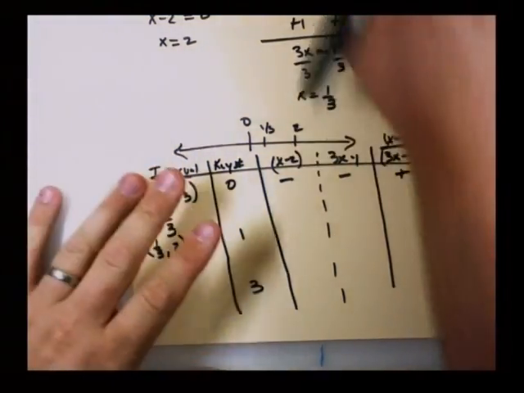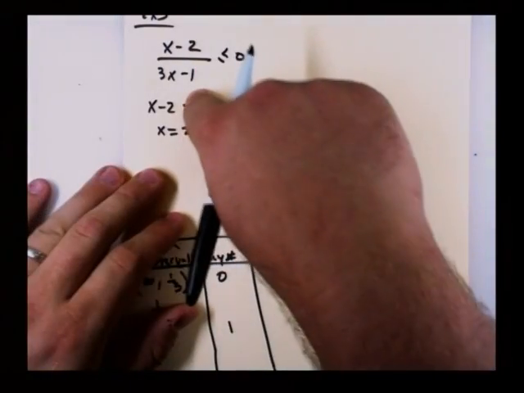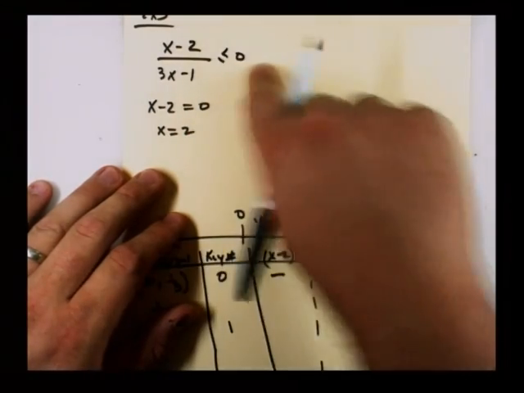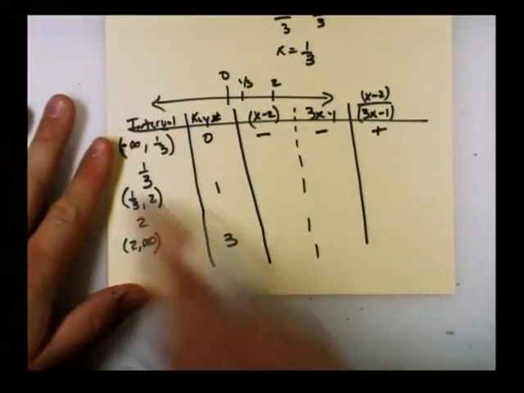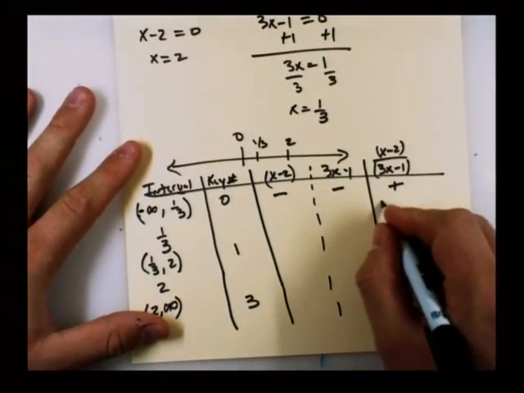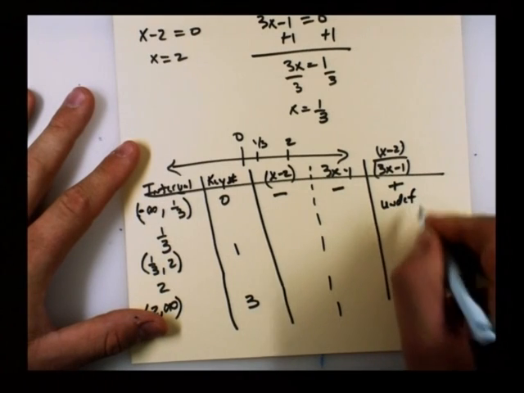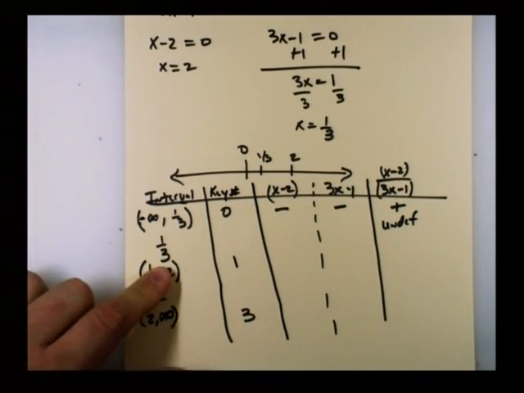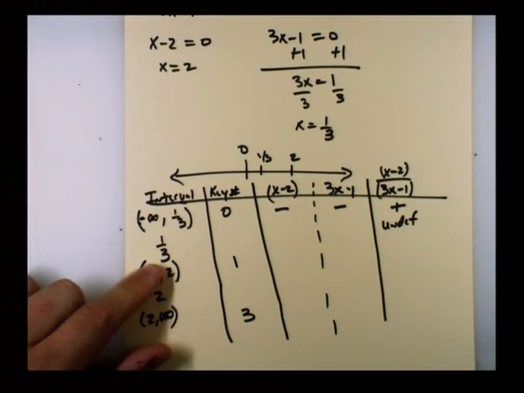Let's go back to the original problem. x minus 2 over 3x minus 1. If it's positive, is that less than or equal to 0? Nope. We plugged in 1/3. That made our denominator 0, so this point was undefined. What that really tells us is that this isn't a part of our solution set because it won't be less than or equal to 0.